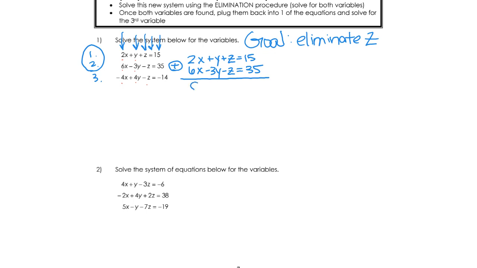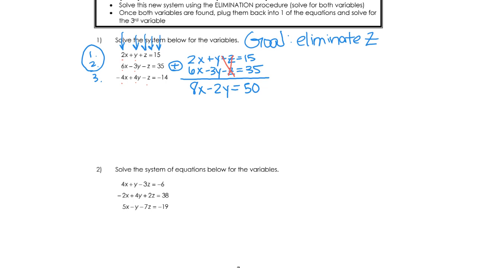2x plus 6x is 8x. Positive y minus 3y is negative 2y. And this is what we're looking for. Positive z plus a negative z, they're opposites of each other. They're going to cancel each other out. And 15 plus 35 is 50.